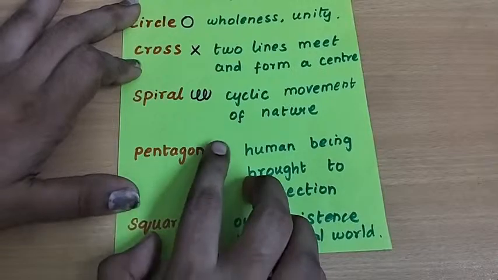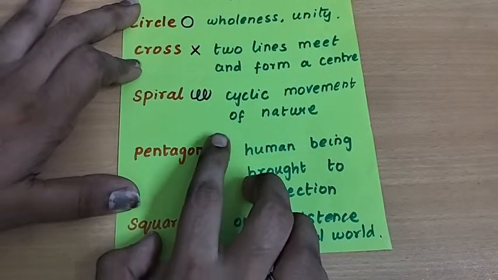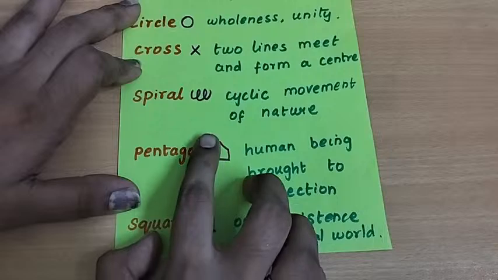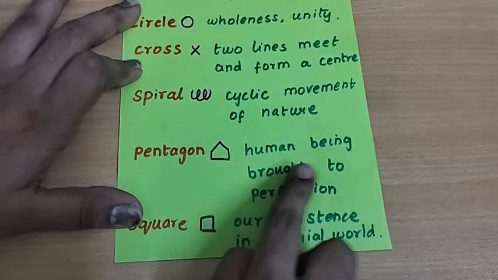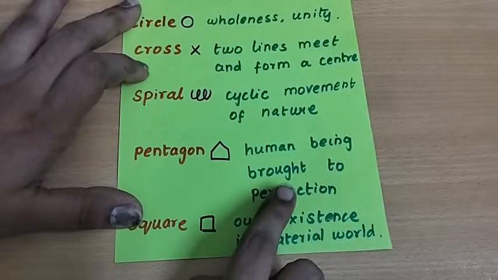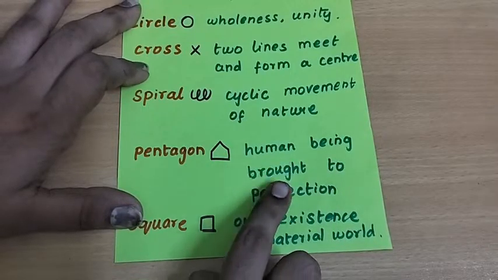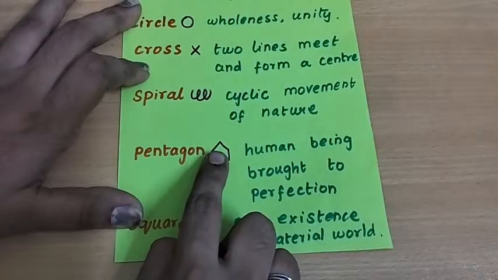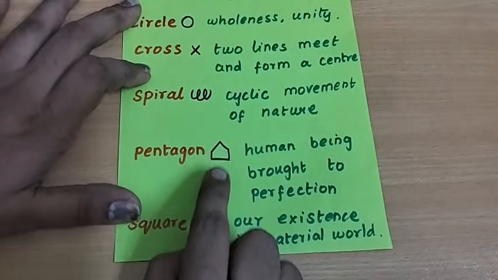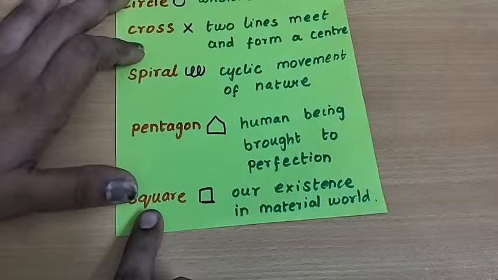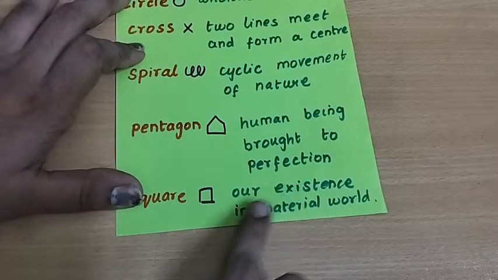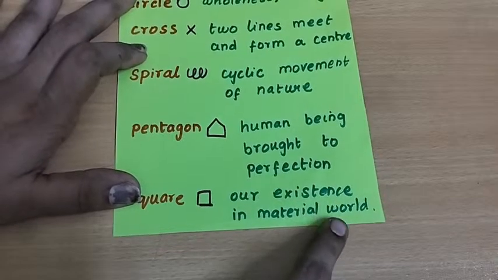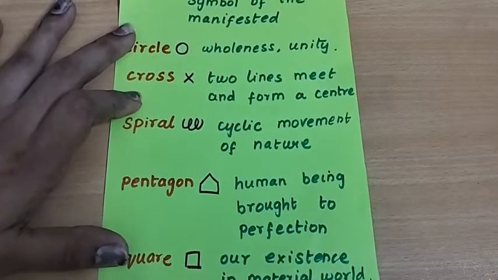Next is the pentagon. You already know a pentagon has five sides: one, two, three, four, five. It denotes human beings brought to perfection. The perfection of a human being is brought out in the pentagon symbol. Next is the square, which has four sides. This shows our existence in the material world.